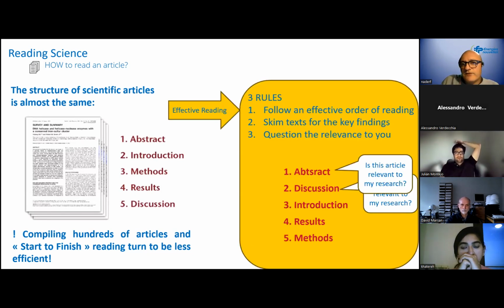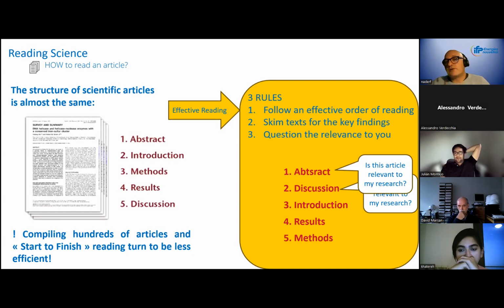So to do effective reading, let's look at these three rules. First, follow an effective order of reading. Here, I suggest, not me, but based on what I have also read and seen elsewhere, to start first, like I said, with the title, etc., just to decide on keeping the paper or not. Once you keep the paper, start to read the abstract.